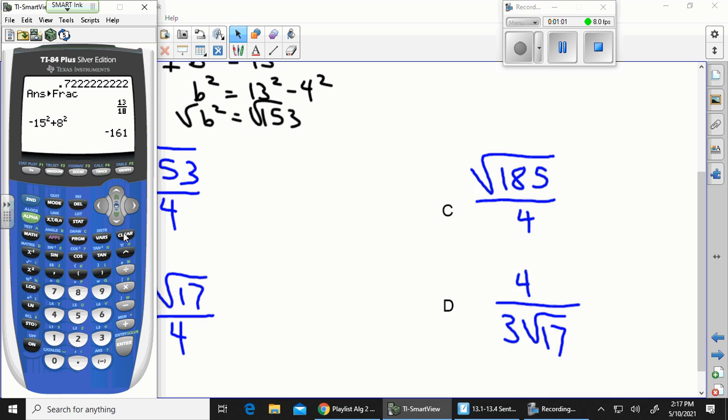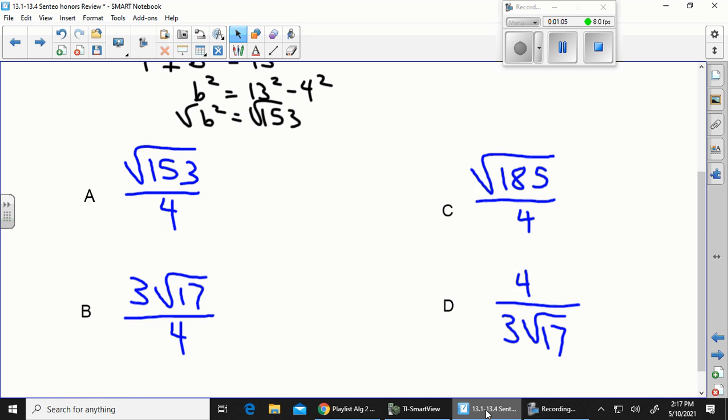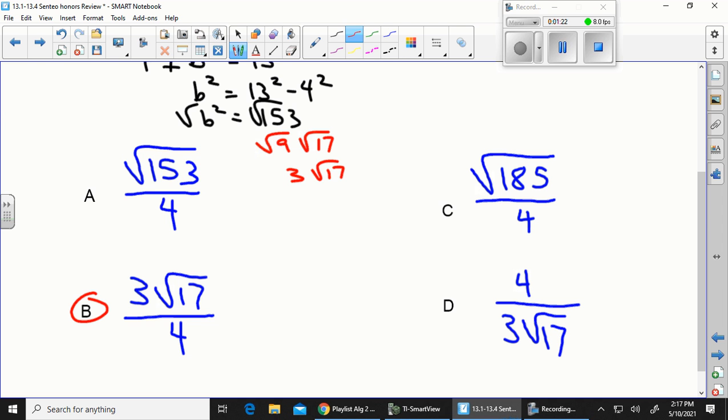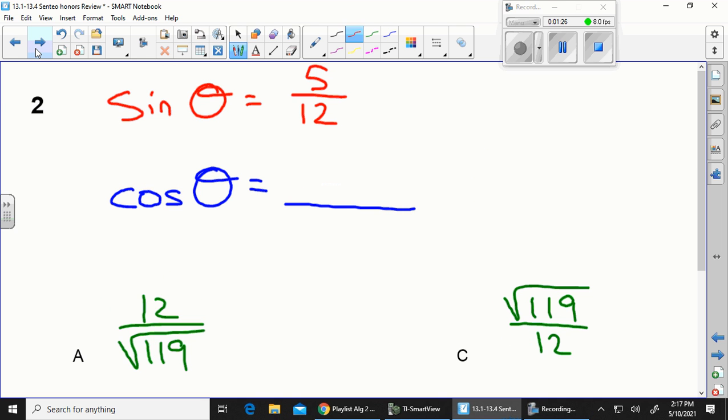Maybe if it works, but it's not working. I'll do it on my calculator. If you take 153 divided by 9, because 4 doesn't go into it, 9 goes into it 17 times. So 9 times 17, 3 radical 17. Answer is B. If you would have picked A, you would have missed a couple, very little.